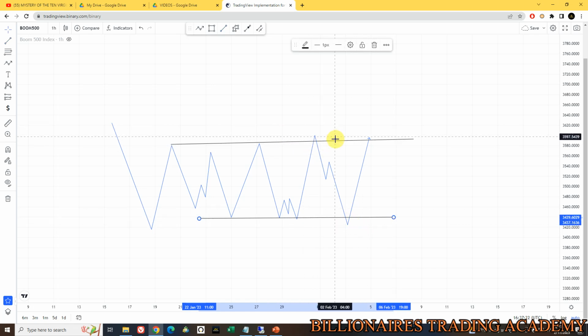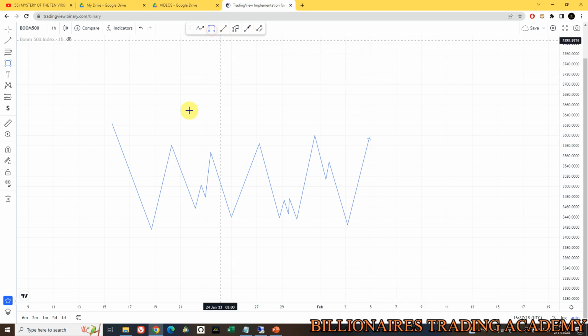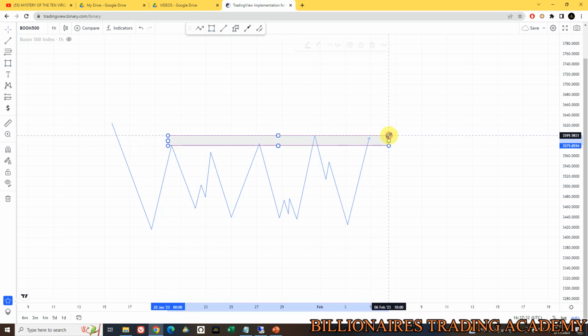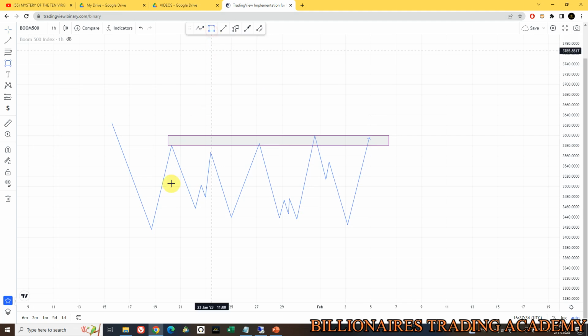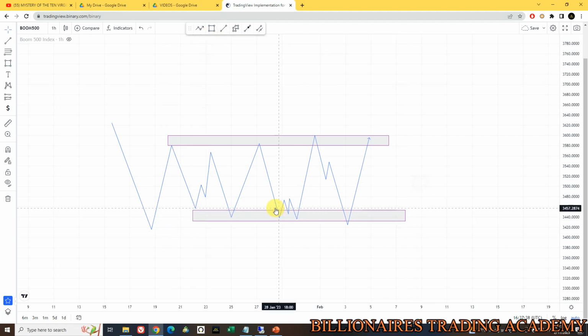Now how you deal with this is that every time you are marking a level of support and resistance, you need to mark it as a zone. Now let's do this. If I mark it as a zone, you see the difference? What this means when we mark it as a zone is that anywhere inside this zone, you can take a trade, right?